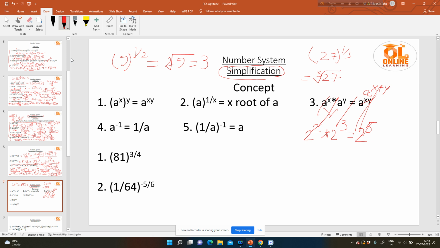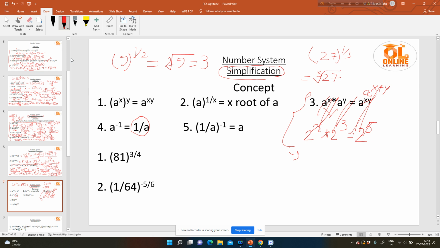Now a to the power minus 1 will be the reciprocal of itself, 1 by a. And 1 by a to the power minus 1 will be a only. So that's all. These are basically the concepts. Leave this concept for now. If I find any other concept or trick, then I will tell you in the next chapter.